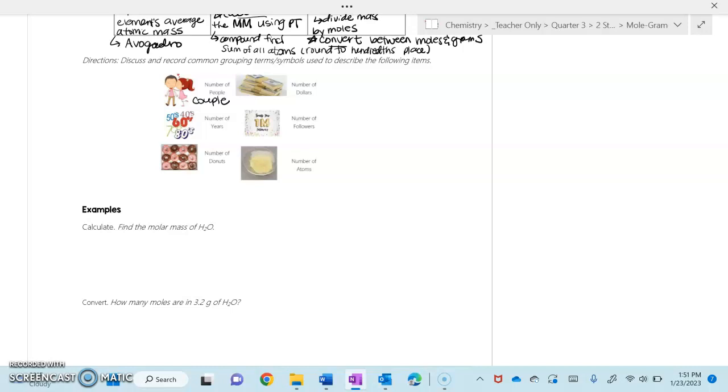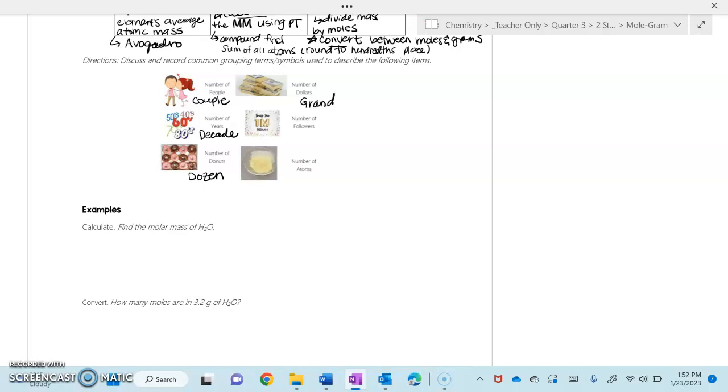Number of years. We've got 40s, 50s, 60s, 70s, 80s. Term here, decade. That's implying 10 years. We've talked a little bit already about donuts. This is generally found in a dozen. There's our term. Number of dollars, maybe $1,000.